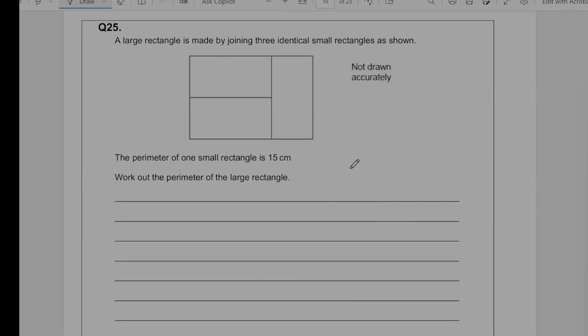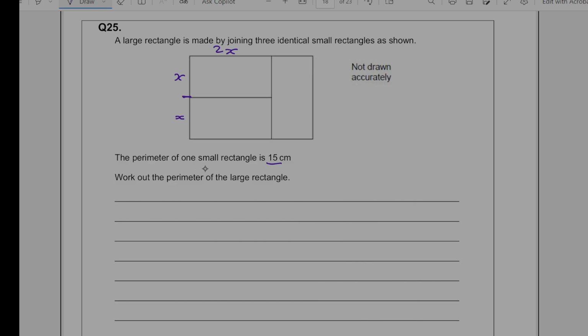Right, question 25. A large rectangle is made by joining 3 identical small rectangles as shown. Perimeter of one of the small rectangles is 15 centimeters. Work out the perimeter of the larger one. Okay, this works out quite nicely because it fits here, we can, if I call that length x, then this longer side is going to be 2x.